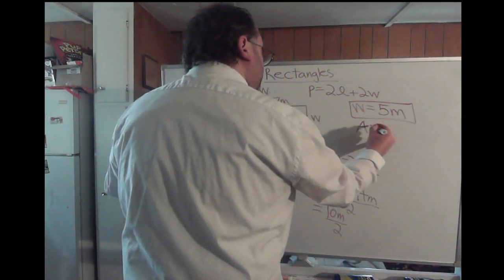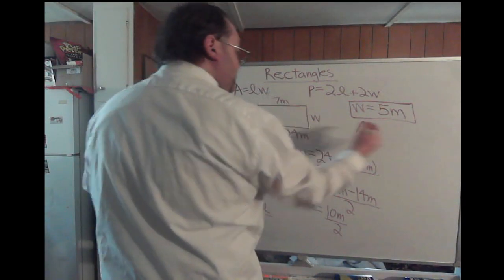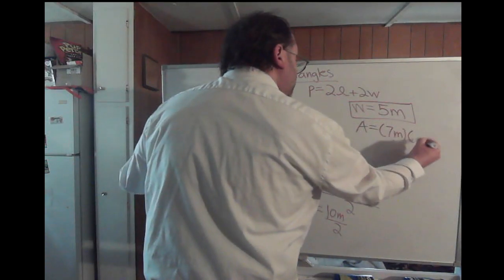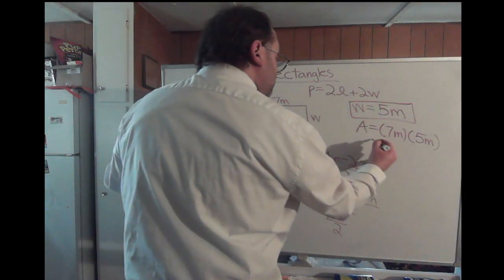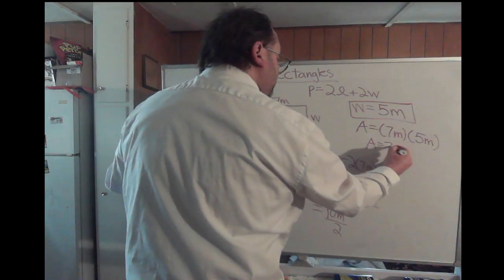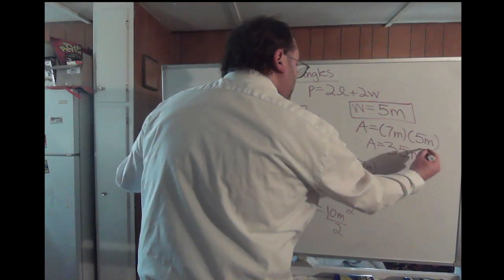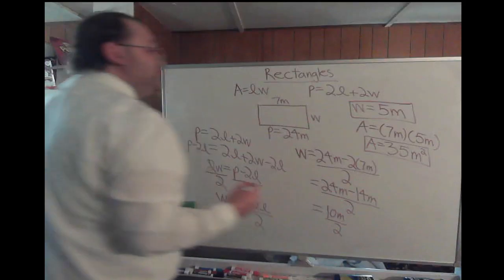So the area equals length times width. The length was 7 meters. The width we just found is 5 meters. So the area is equal to, what's 7 times 5? That's 35. Meters times meters is meters squared. So the area would be 35 meters squared.